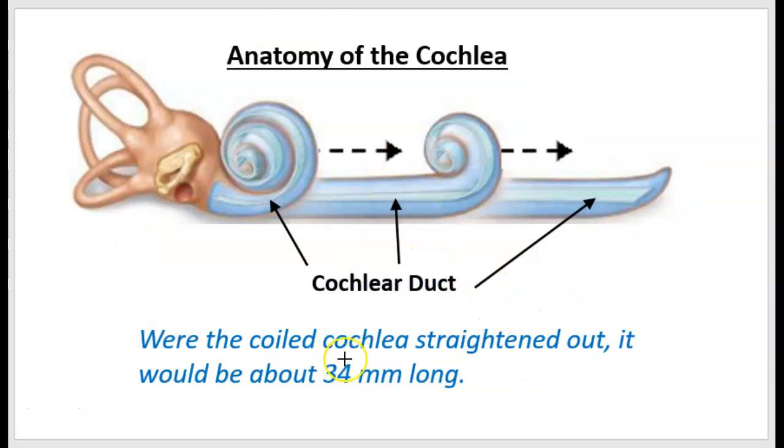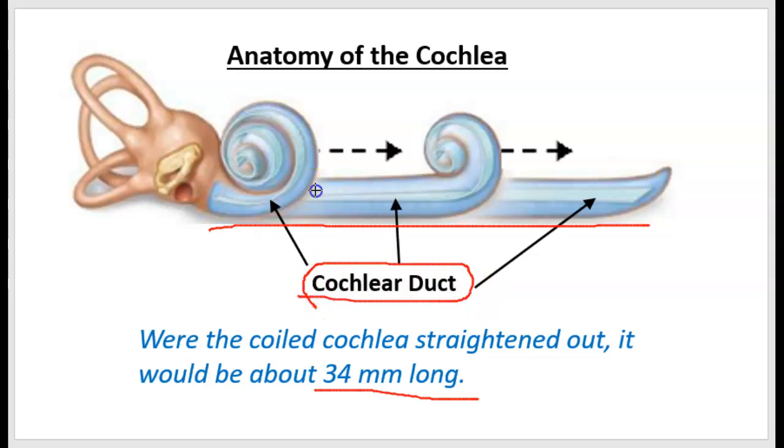Because we're going to focus primarily on hearing as the function of the inner ear, we need to look in detail at the anatomy of the cochlea. So the cochlea looks spiral, of course, and it is coiled up. If it were straightened out, it would be about 34 millimeters long. And within the cochlea are tubes filled with fluid. And the tube that contains the sensory hair cells is called the cochlear duct. And it's right in the middle here.